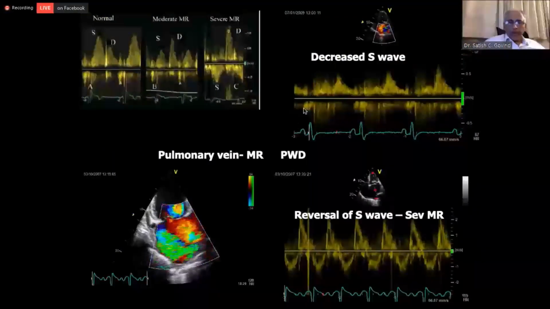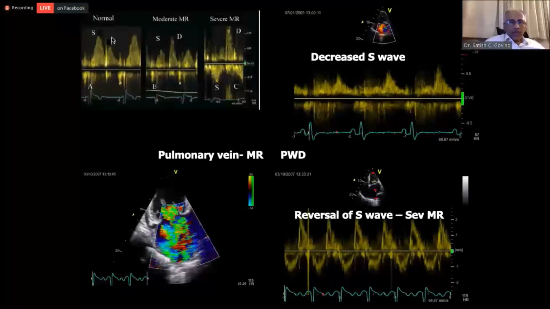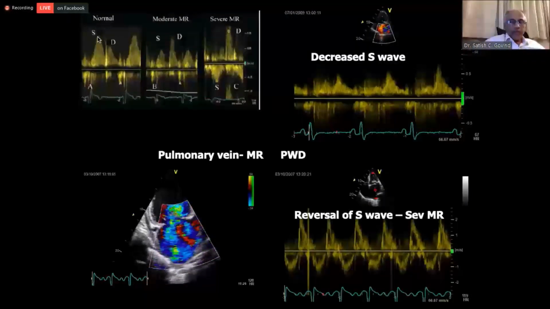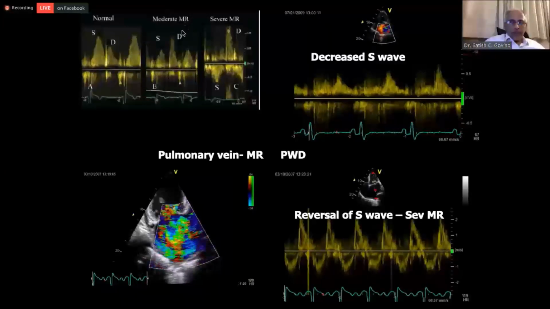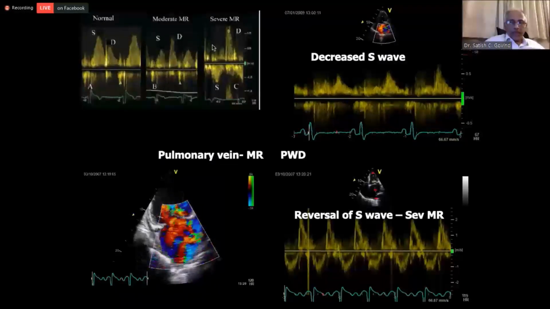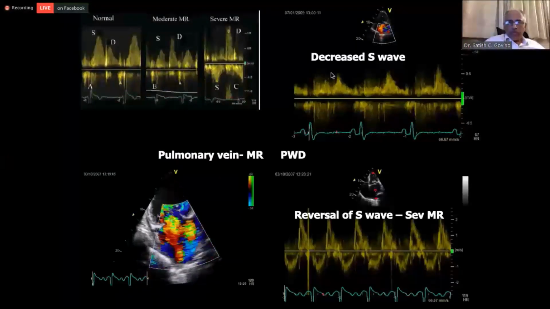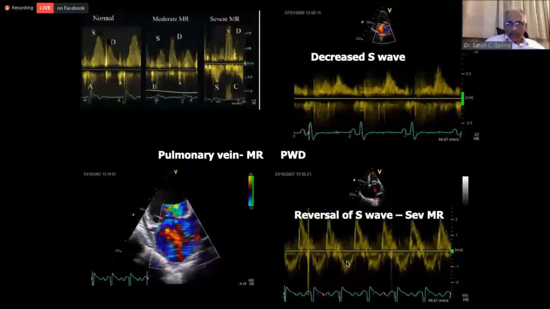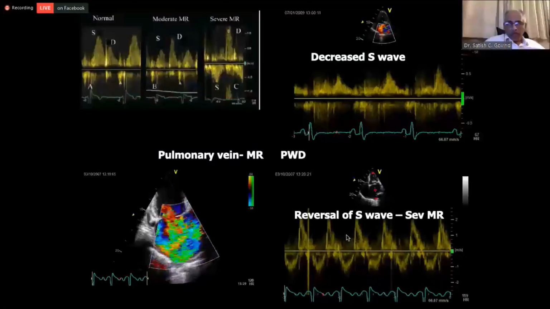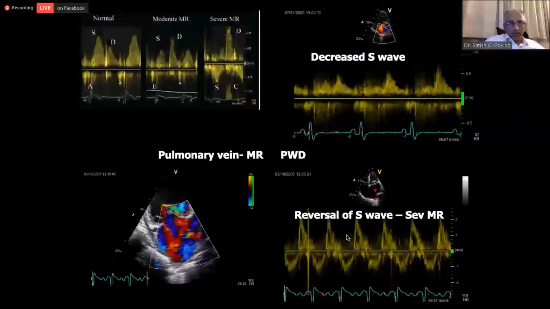Then looking at the pulmonary veins. In the pulmonary veins, you have the S wave, which is taller than the D wave. As the severity increases, you start to see that the S starts to decrease in size. And at some point when it becomes severe, it reverses. So this is a decreased S wave, so it is blunted here, moderate MR, and here you can see that there is actual complete reversal. So this is severe MR. So that is looking at pulmonary veins.